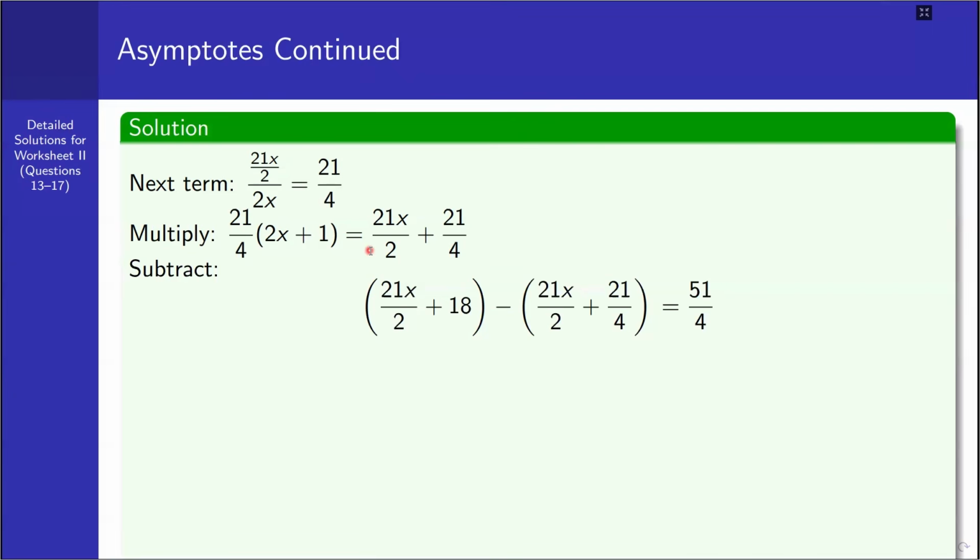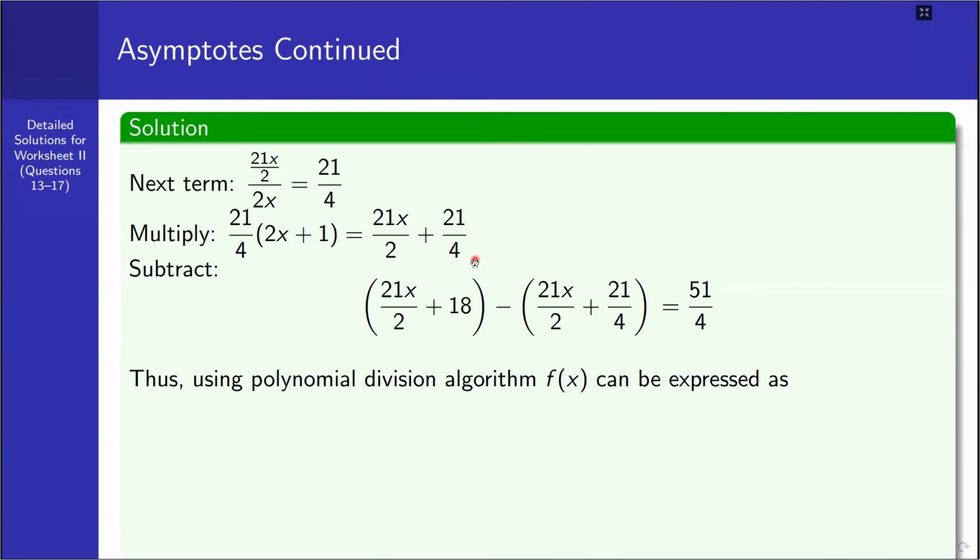So what will the quotient be? What did we get at first? We got x over 2, then here we got 21 over 4. Therefore, the given polynomial function, using the polynomial division algorithm, f of x can be expressed as x over 2 plus 21 over 4 plus 51 over 4 over the denominator, that is 2x plus 1.